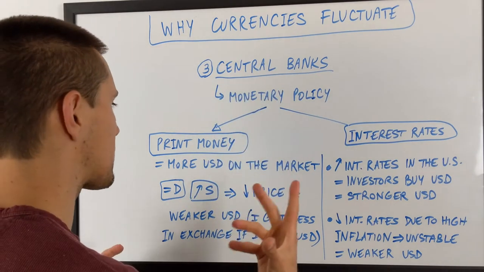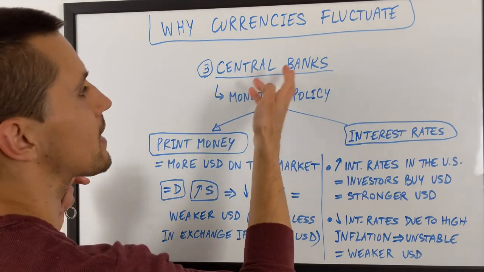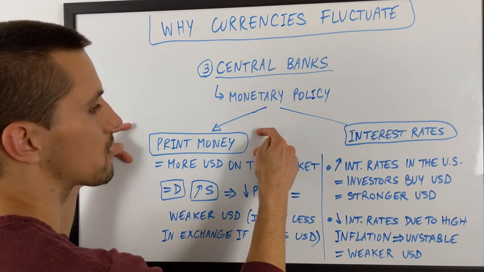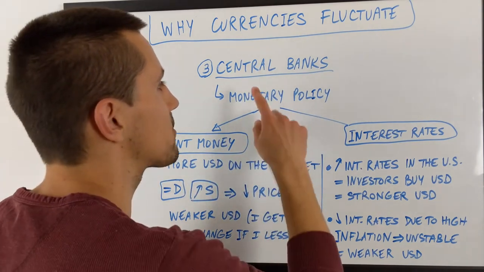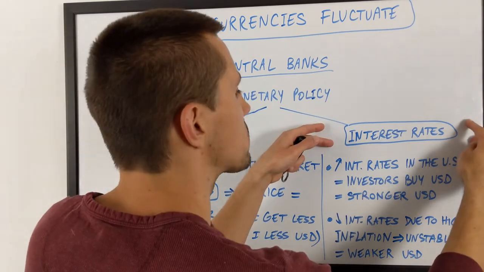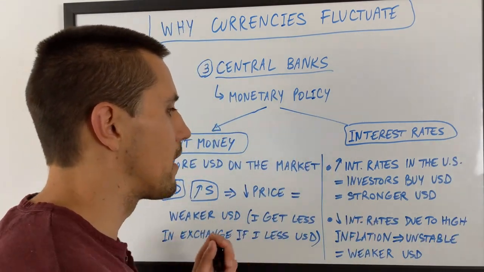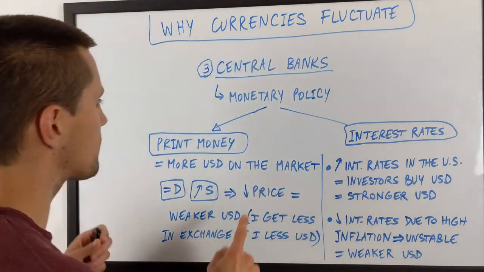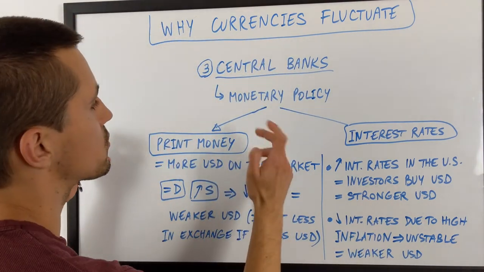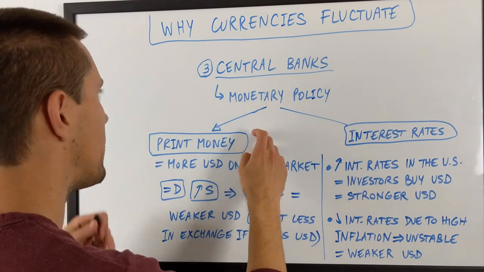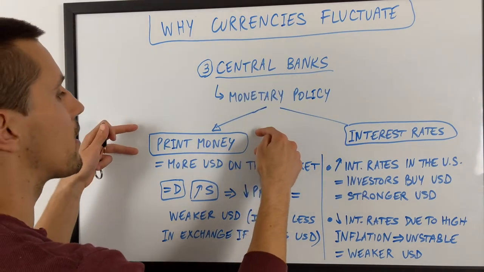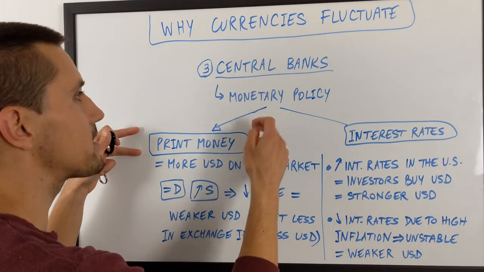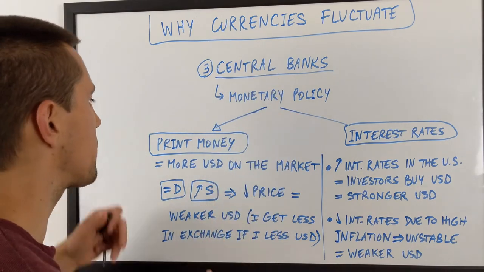Well, we have two things that are very important. On the one hand, the central bank controls the amount of money which is in circulation. And on the other side, the central bank also controls the interest rates. Everything is a bit complicated, so I will try to keep it as simple as possible by starting with the control of supply, okay? As I just mentioned, the central bank controls the amount of US dollars which are in circulation, if it's the Federal Reserve, for example.